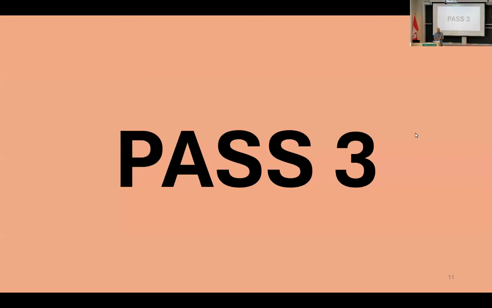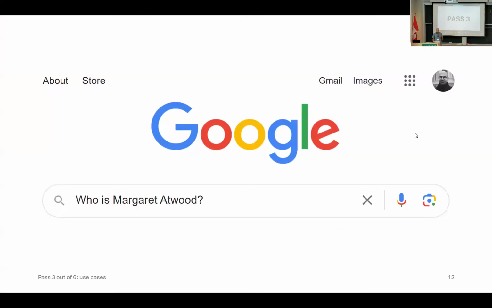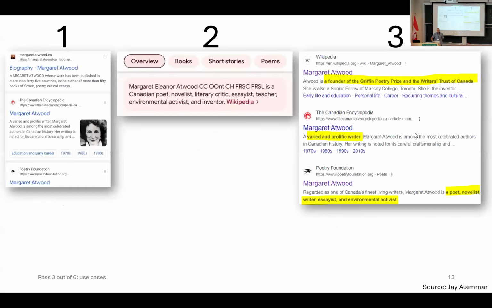So now in pass 3, we're going to get slightly more technical. Some time ago, I searched this on Google search: Who is Margaret Atwood? And Google search gave me these 3 pieces of results. In item 1, you can see that I got a list of websites which were relevant to my search query. In item 2, you can see that I got some sort of a summary about Margaret Atwood.